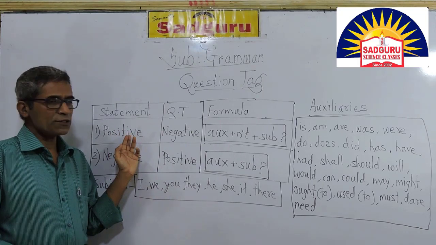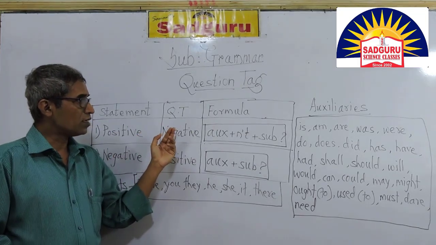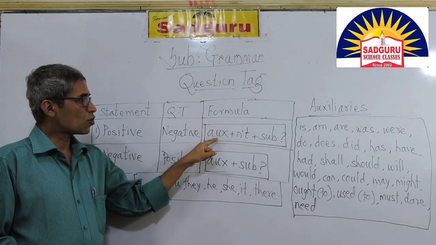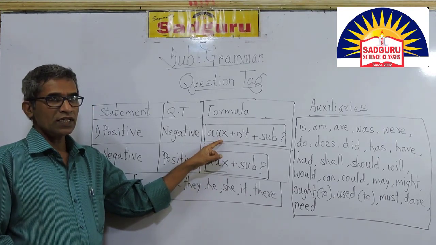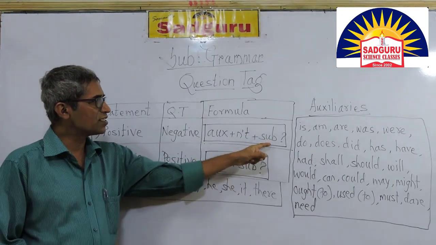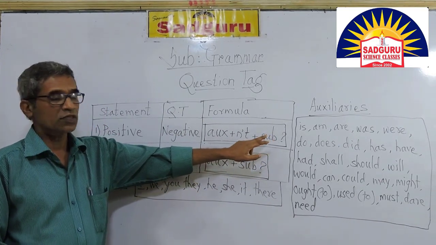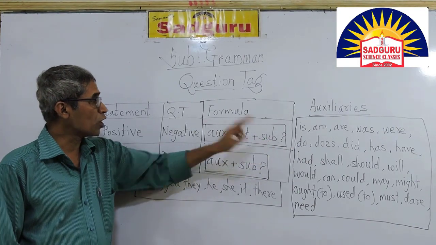When the statement is positive and when you want to make a question tag, you must use this formula. This is auxiliary, helping verb. Then you add NT and then subject. This subject is always a pronoun. Let me repeat. This subject is always a pronoun.